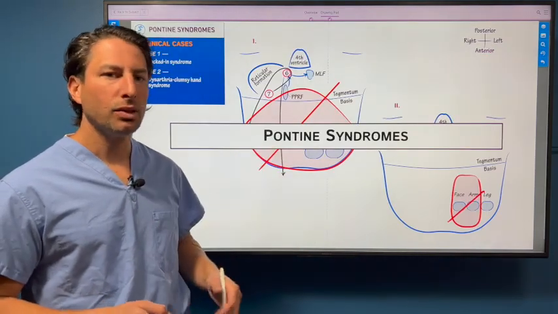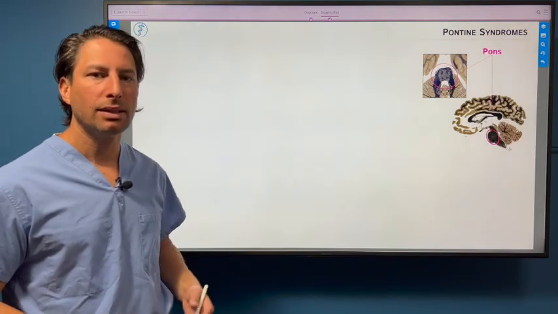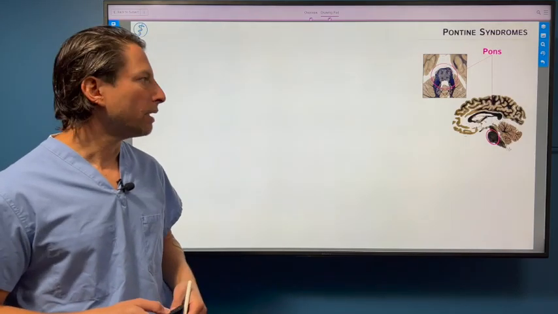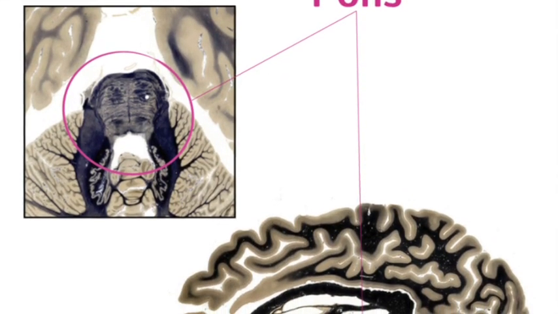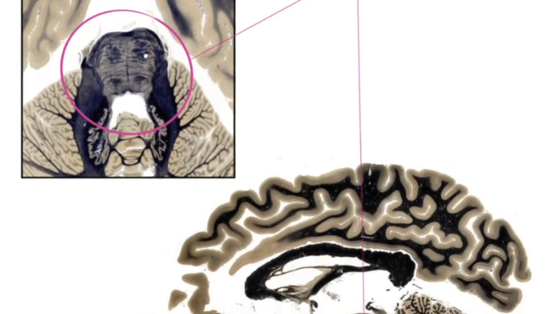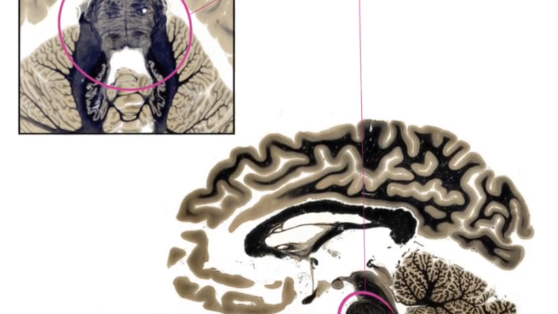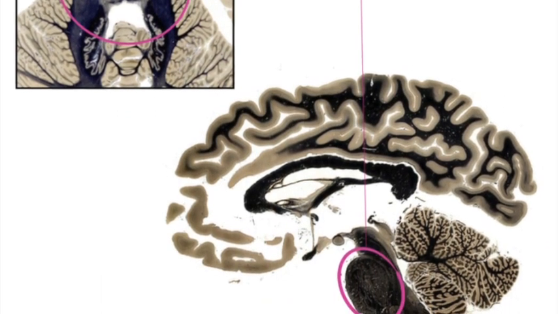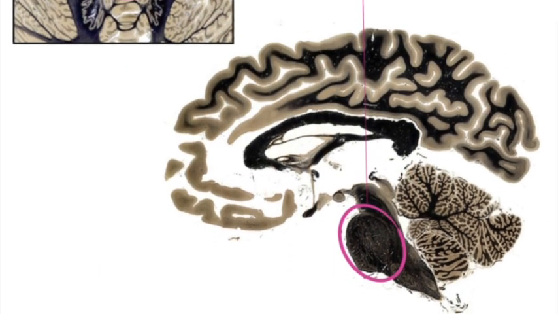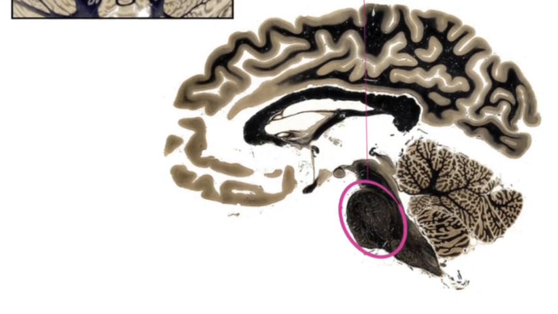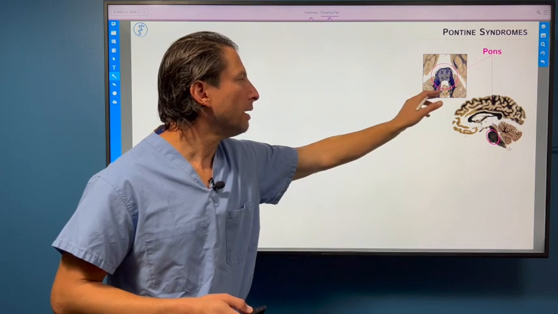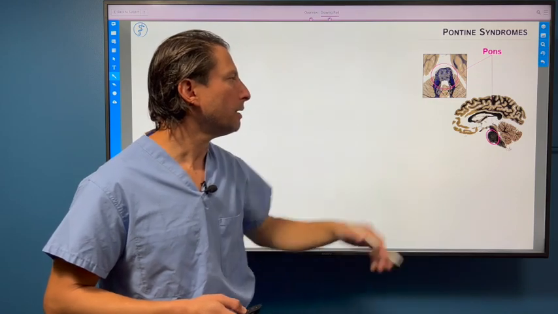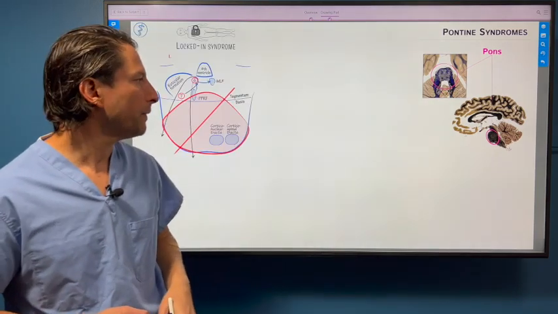Pontine syndromes, there's two we're going to talk about, locked-in syndrome and dysarthria clumsy hand syndrome. We talked about these pontocerebellar fibers, this large pontine basis, and then these are these peduncles here, these cerebellar peduncles here. There's a lot of afferent and efferent fiber innervation coming from the cerebellum and relating with the pons there.